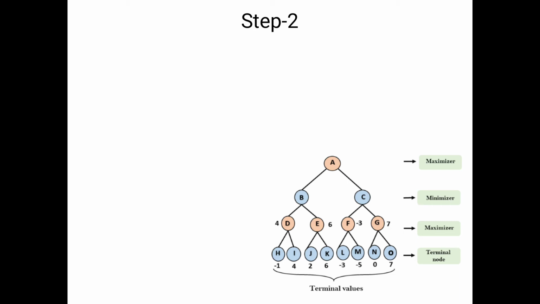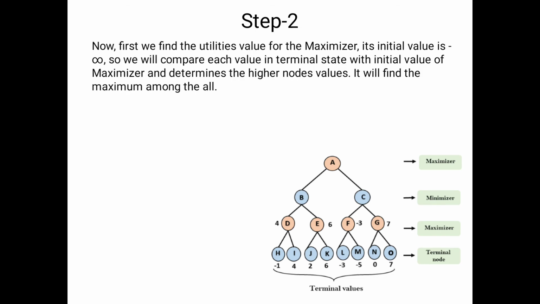Here D, E, F, G are the level 2 values. So with the help of level 3 values, we will find out the level 2 nodes. First we will find capital D, next E, F, G. These nodes are related to the maximizer. Please consider capital D. What are the child nodes here? H and I. What is the maximum value of H comma I? Minus 1 comma 4. Max of minus 1 comma 4 means 4. Okay, do you understand my point?